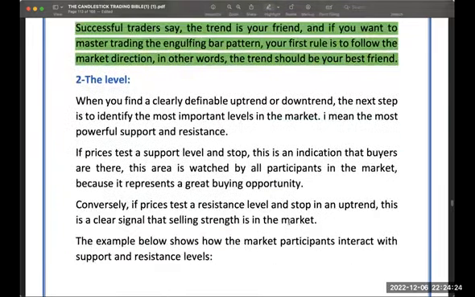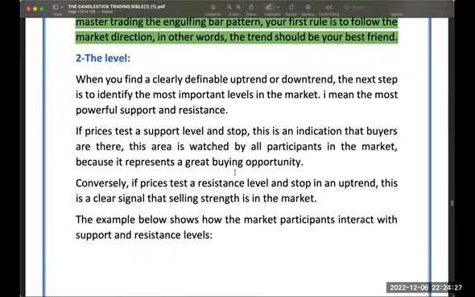Then the second thing is the level. When you find a clearly definable uptrend or downtrend, the next step is to identify the most important levels in the market. I mean the most powerful support and resistance. If the price tests a support level and stops, this is an indication that the buyers are there. This area is watched by all participants in the markets because it represents a great buying opportunity. Conversely, if price tests a resistance level and stops in a downtrend, this is a clear signal that selling strength is in the market. The example below shows how the market participants interact with support and resistance levels.